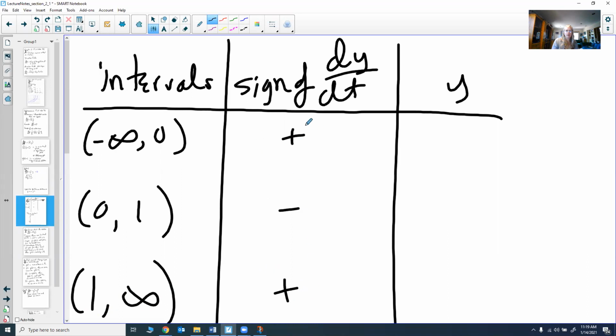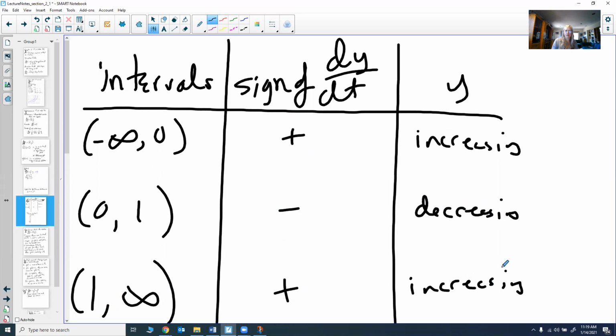And remember from Calc 1, when the derivative is positive, your function is increasing. If your derivative is negative, then your function is decreasing. And again, we're going to be increasing after that.